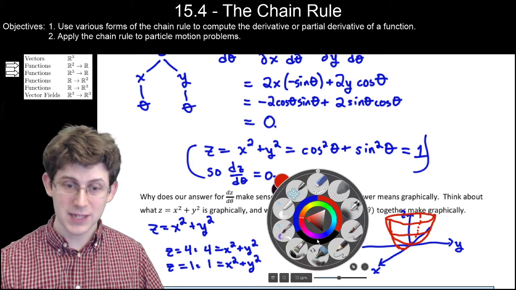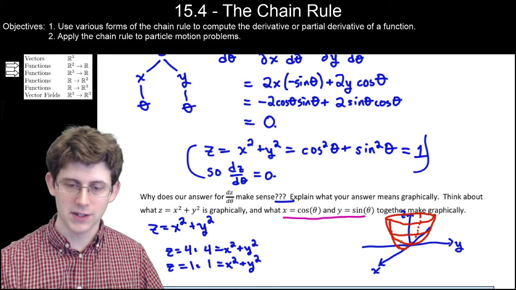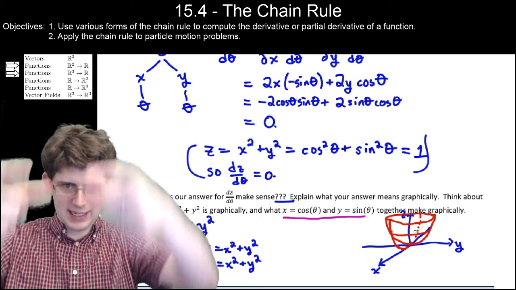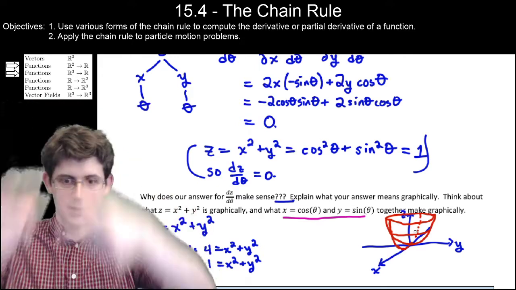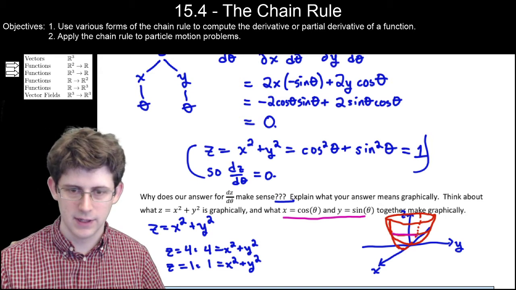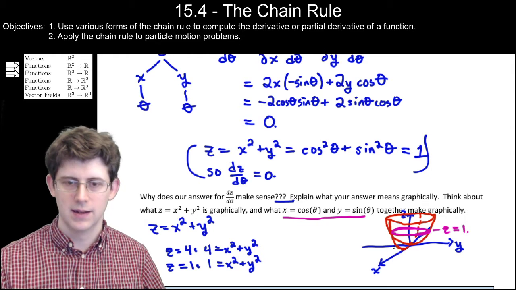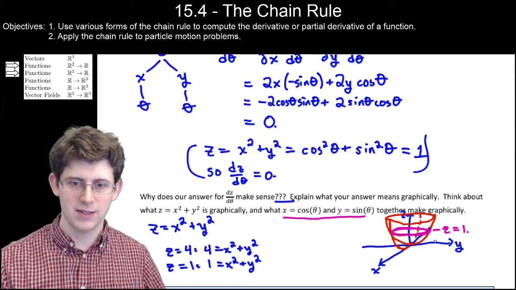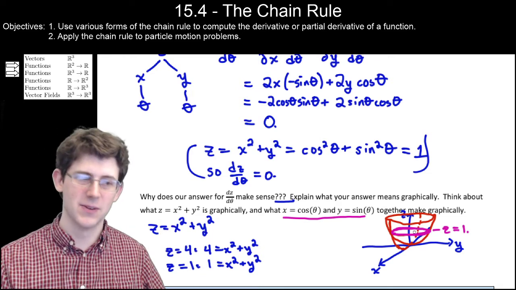And x equals cosine theta, y equals sine theta. That's a unit circle. So I'm going to be slicing this paraboloid with a cylinder that's just at radius 1. The slice will just be a circle up here. It's the unit circle, but up at z equals 1. Now, if theta changes, we go around the circle, but z doesn't change. So if theta's changing, z isn't changing, that's dz d theta equals 0.